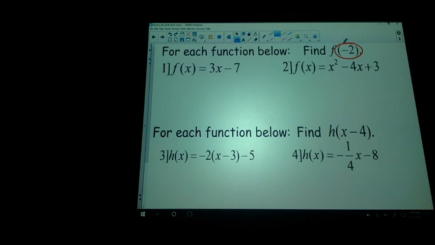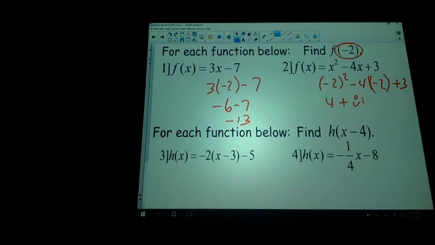See that -2? I'm going to make this. That gives me this, which gives me this. See that -2? Plug it in here. Plug it in here. And I'm going to do the math. So that's 4 plus 8 plus 3. 11, 15.